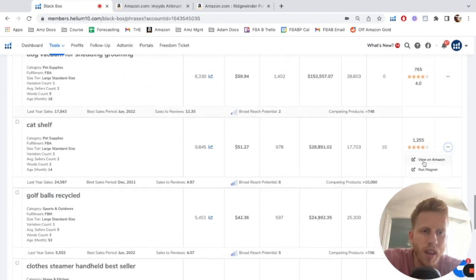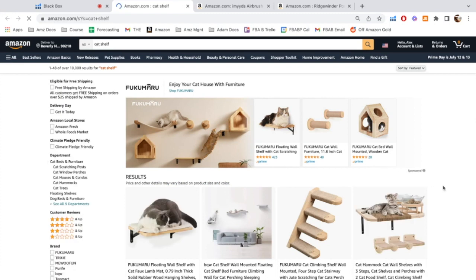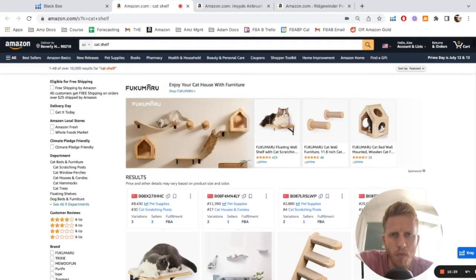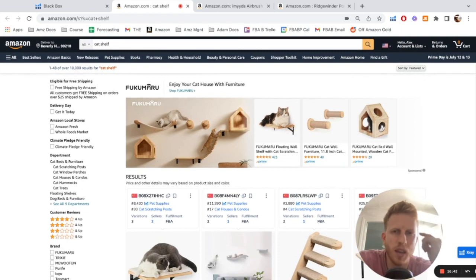Again, I like pets. I like anything to do with pets because people are passionate. If I search for something and I see a really nice looking ad like this, it's not a red flag for me, but you've always got to be assessing the level of competition in anything that you look at.